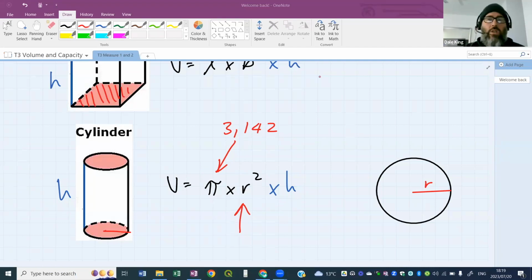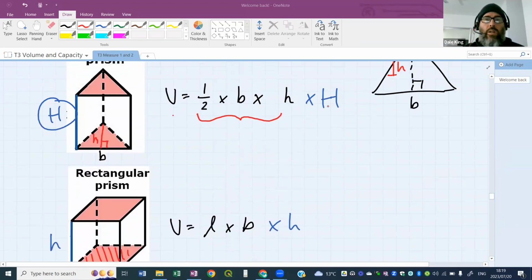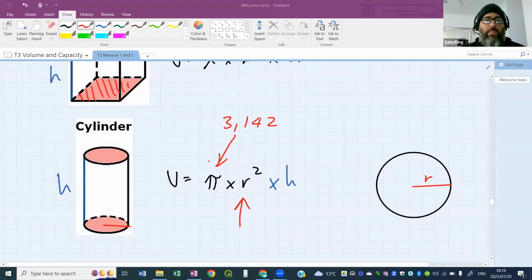Okay, so those are the three formulae that we have to remember to use. Those are the three basic shapes that we're going to do. So let's start from the bottom. For a cylinder, they give you pi, 3.142. R is the radius, you've got to square it, and then you multiply by the height.